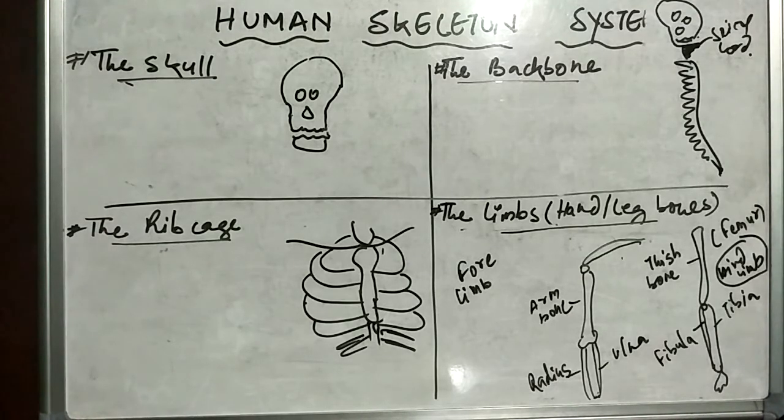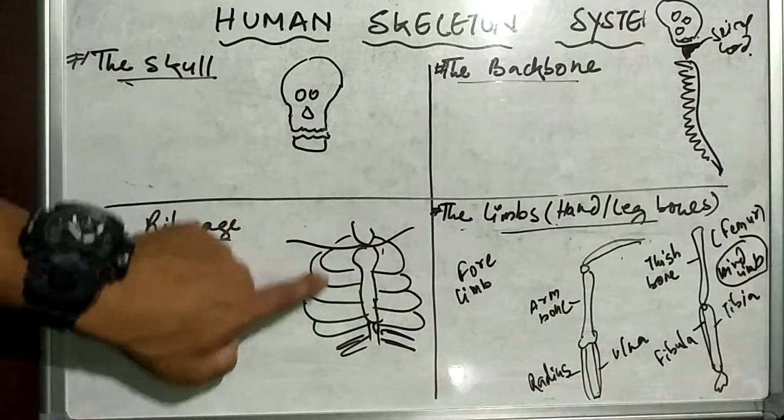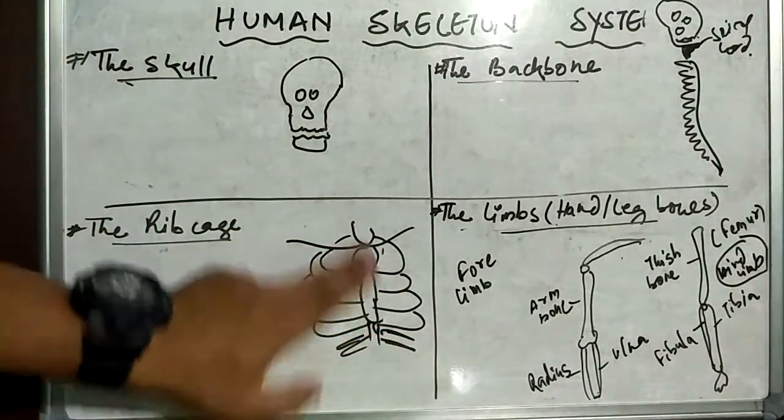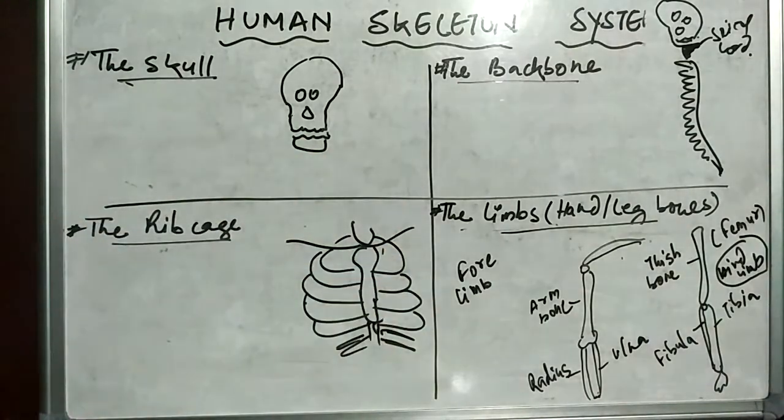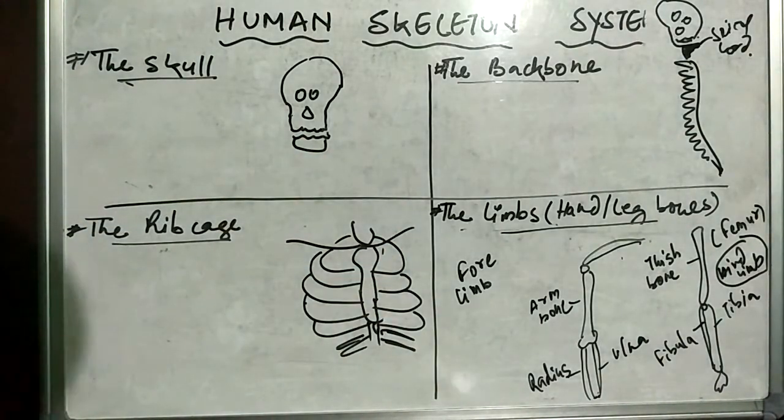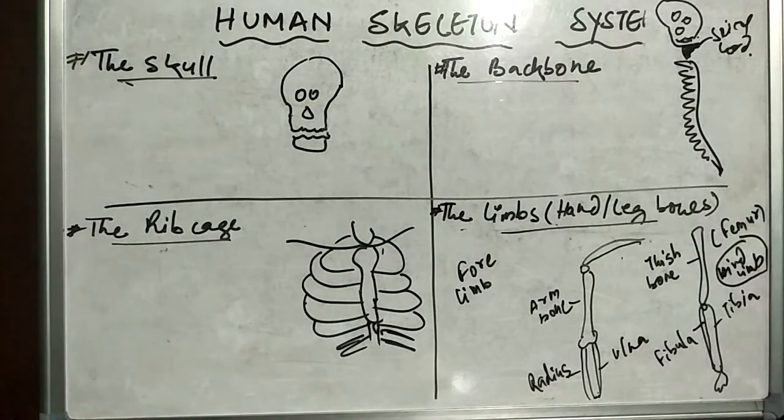The ribs are the long curved bones in the chest. Curved means what? It is a round shape. That's why it is known as a curve, right? There are 12 pairs of ribs. If you count, here 12 and here 12, so in total we have 24 ribs in our body.